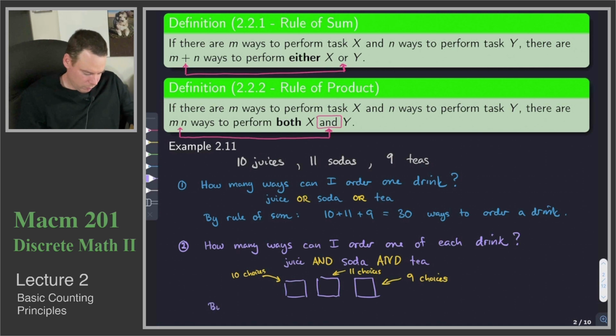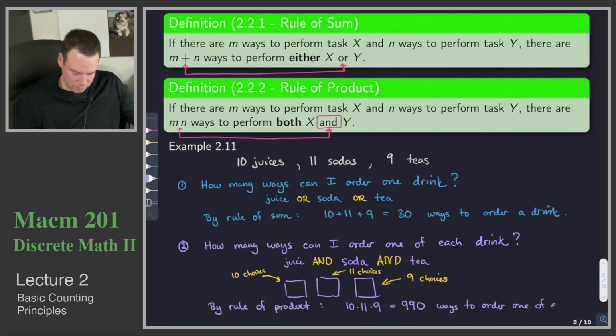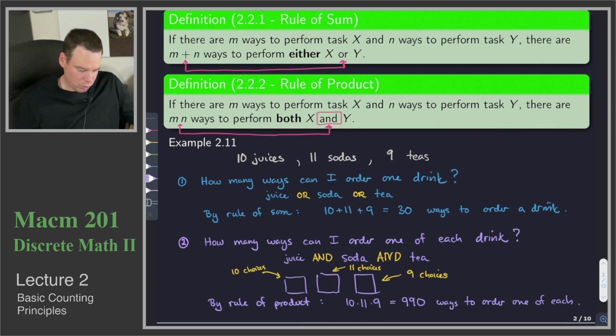And so that means by the rule of product, we have 10 times 11 times 9, or 990 ways to order one of each drink. So that's just an illustration of the rule of sum and the rule of product. Those are our 2 fundamental counting principles.